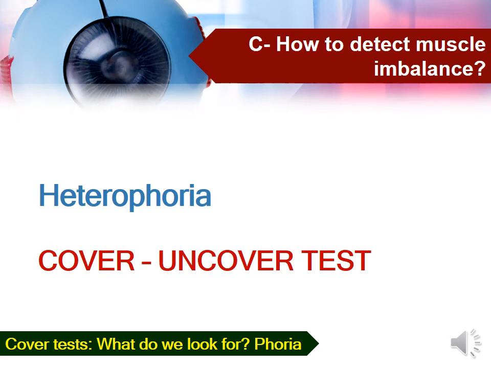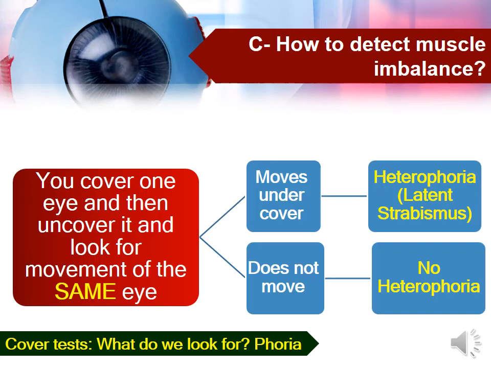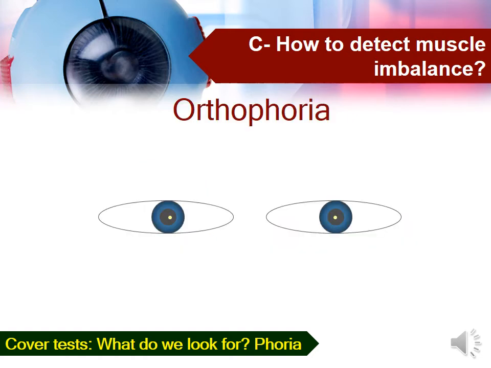In heterophoria, the cover-uncover test can help in confirming the diagnosis. You cover one eye and then you uncover it. You can see that the eye moves under the cover, but once you take off the cover, the eye returns back to its primary position. If no movement occurs, this means that there is no heterophoria. This is an orthophoric patient.